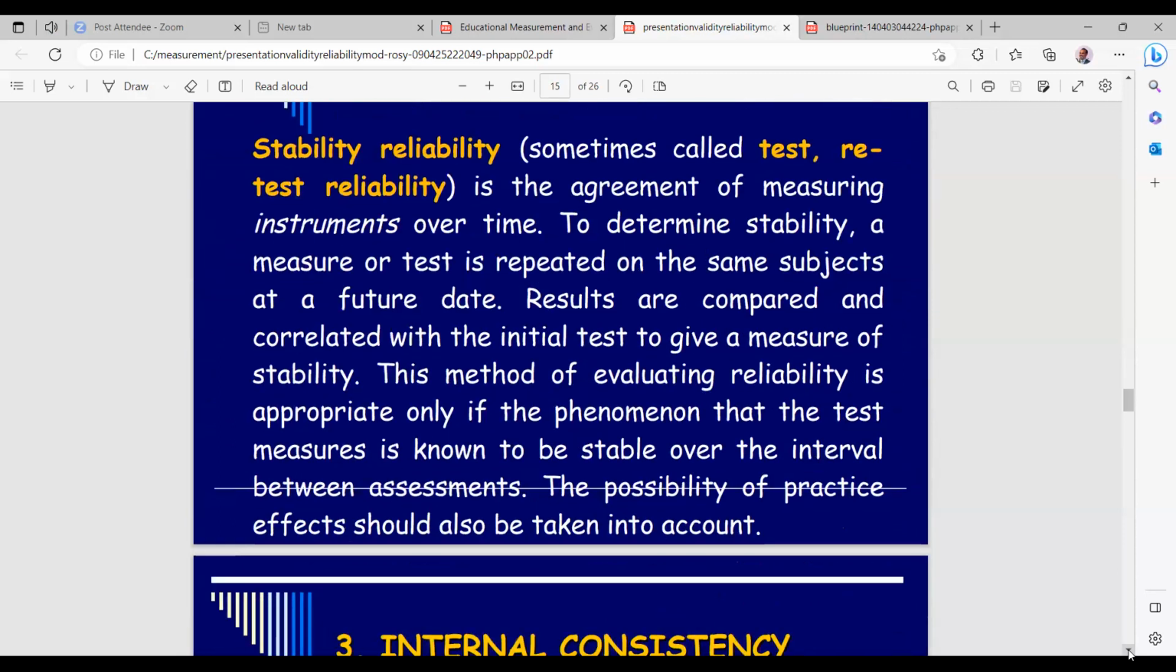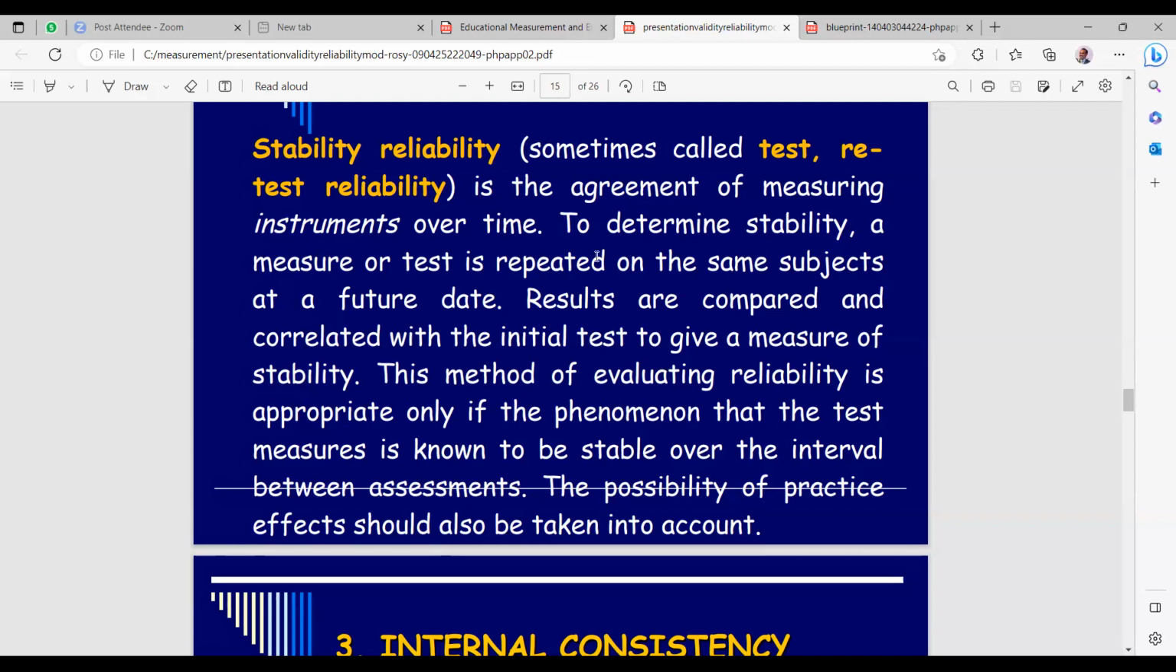Stability reliability, in other words, we call it retest reliability. So before we read the description, what happens here is we give the same question paper without any change. We give the same question paper twice, maybe to the same set of students, right? Without teaching in the middle, right? Conduct the test twice and then compare the results. If the results are similar, then we say it's high in reliability, right?